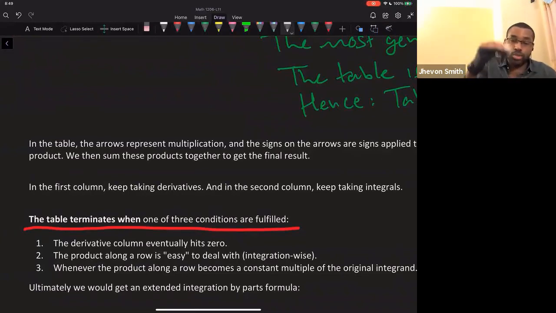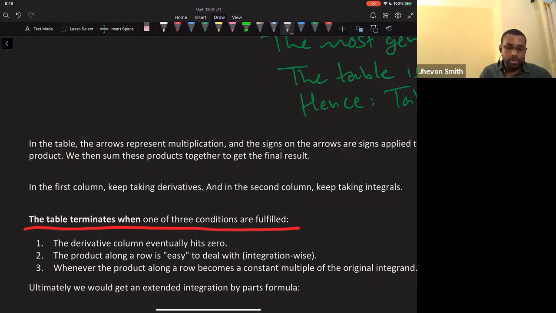Either the derivative column eventually hits 0, which of course would happen if you have a polynomial, right? Like x cubed becomes 3x squared, becomes 6x, becomes 6, becomes 0. That's one condition, and you stop the table at that point. Another condition is that you keep going until you get a row where, if I multiply it across, that's actually easy to integrate. I could just stop now because I know how to deal with this particular integral. And that would actually work.